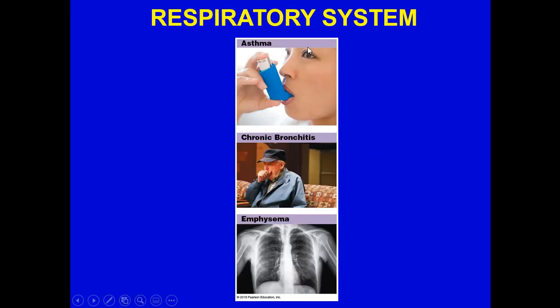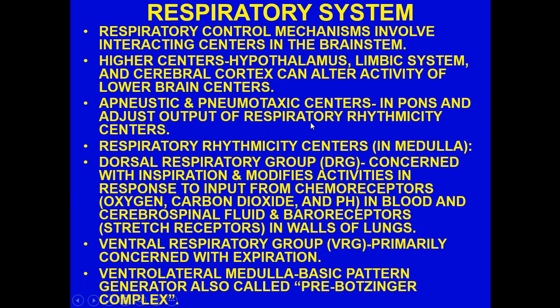Here we have a child with asthma, and you can see that they're taking an inhaler, which will cause bronchodilation to enhance their breathing. Here is a chronic bronchitis patient. Here is emphysema, and you can see the density of the tissues here are somewhat reduced because of the breakdown of some of the alveolar spaces.